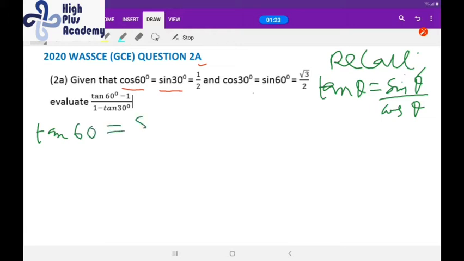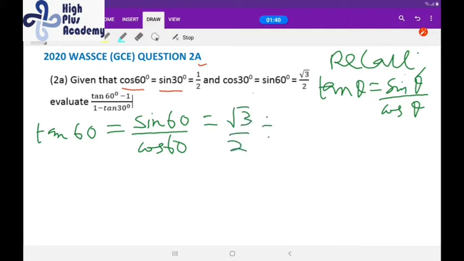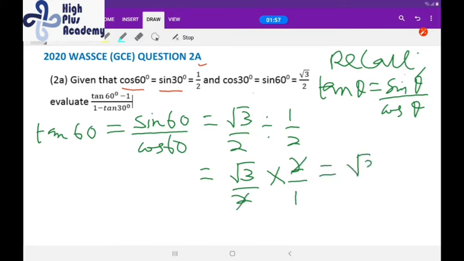That will be sin 60 over cos 60. Very good. And that will be equal to, what is sin 60 from what you are given? Sin 60 equals root 3 over 2, divided by cos 60 from what we have here, that is half. If we do this very well, we are going to get root 3 over 2 times, it will turn around the inverse. So that 2 cancels 2, and our tan 60 is root 3.